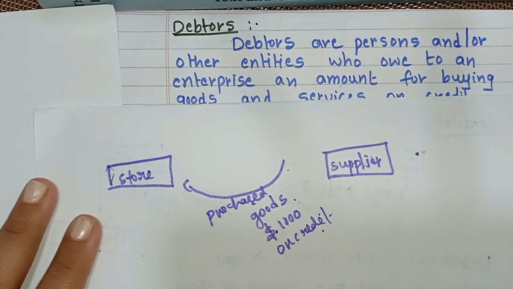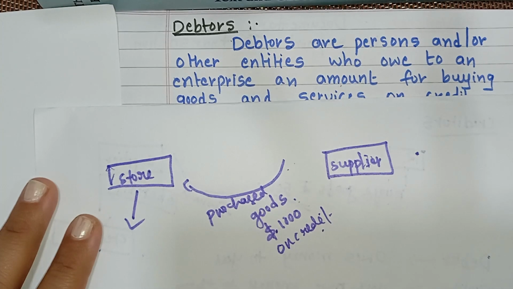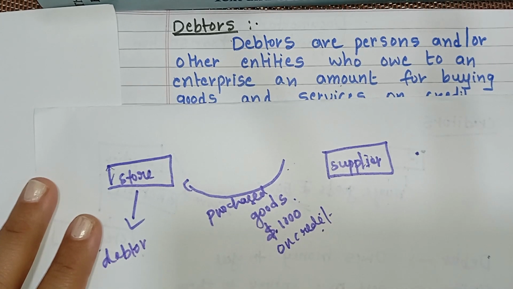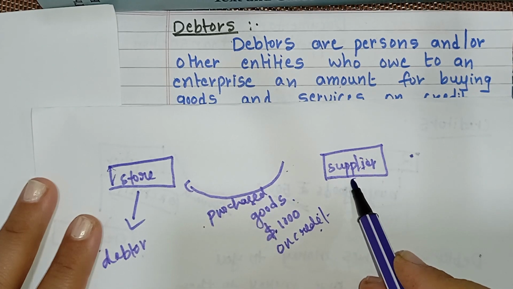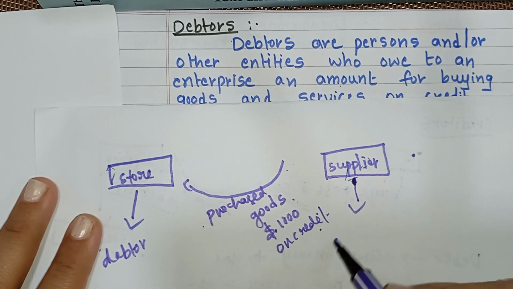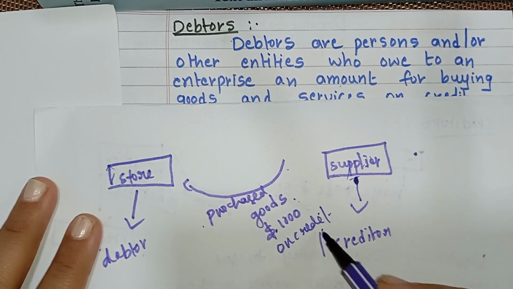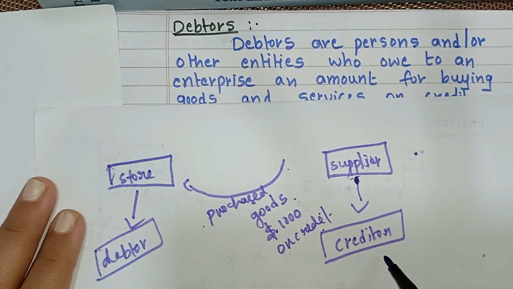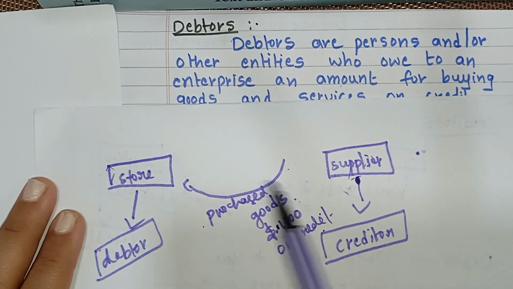In this scenario, is the store the debtor or creditor? You are the debtor because you owe rupees 1000 to your supplier, and the supplier is the creditor because they are expecting to receive rupees 1000 from you.